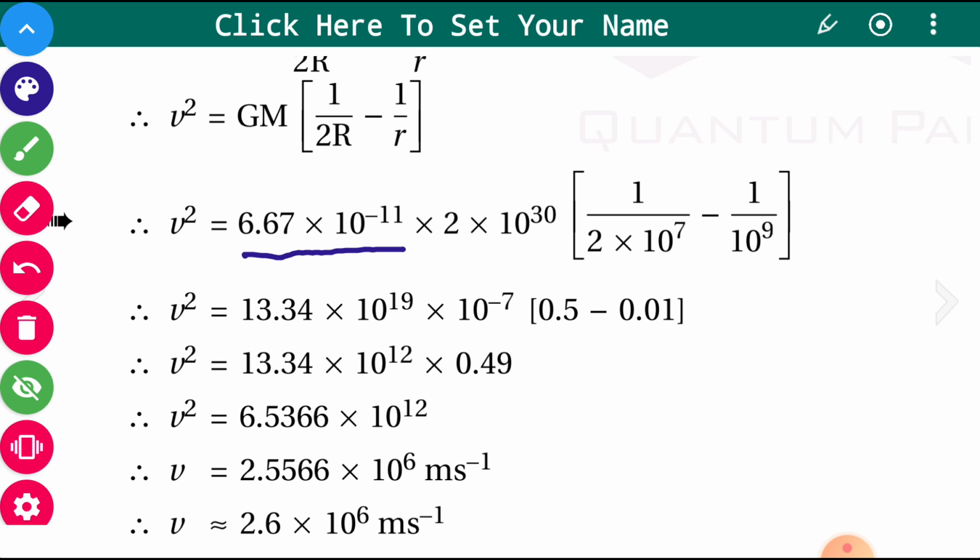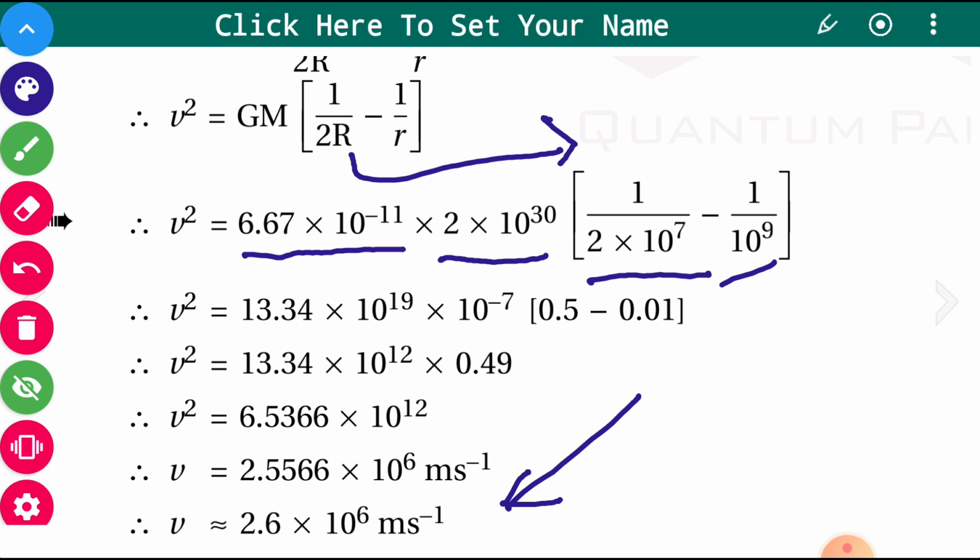G is known to us, the mass of the star is given, and 2 times the distance between the stars after collision, that is 2 times radius, we have to place. Then r is the initial distance between the stars. Simplify and get the answer for the speed, that is about 2.6 into 10 raised to 6 meter per second at the time of collision.